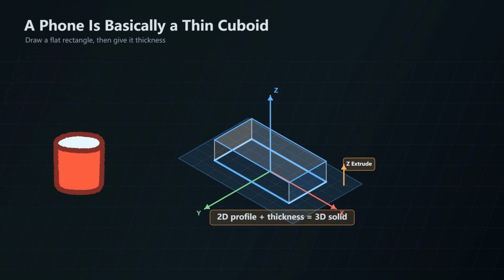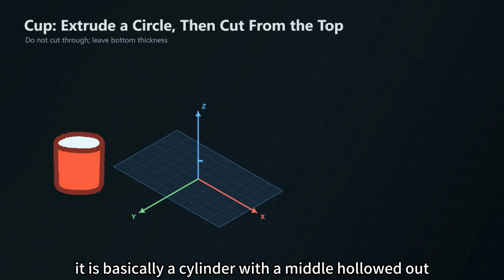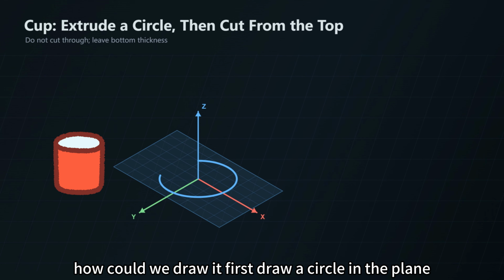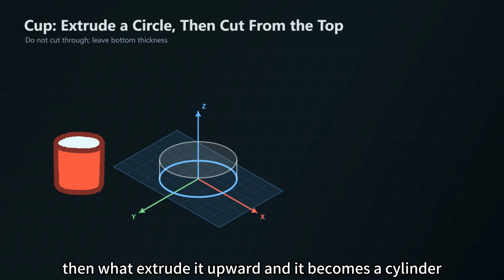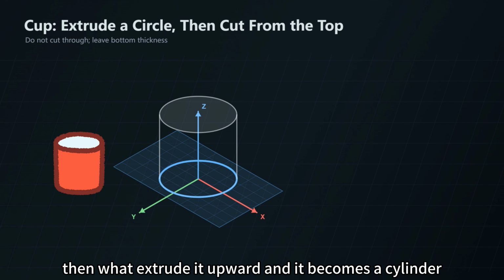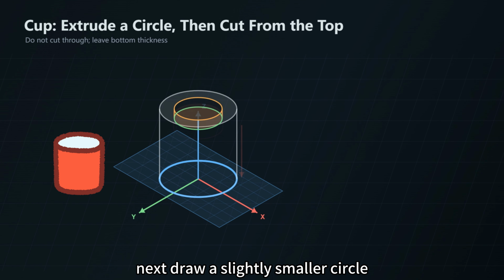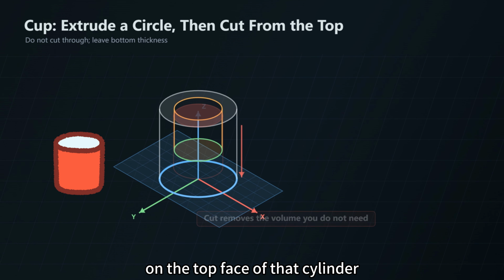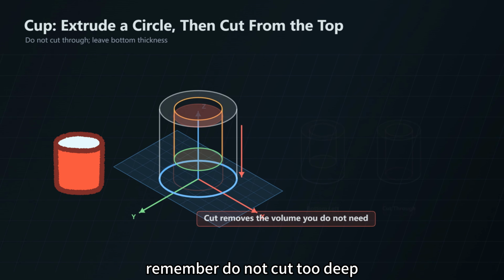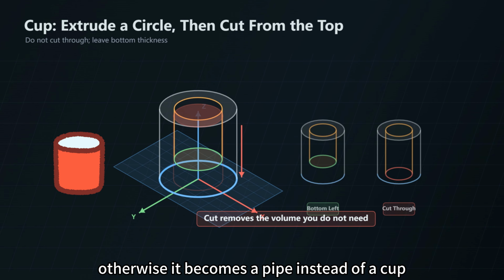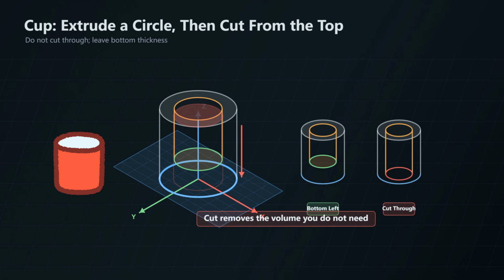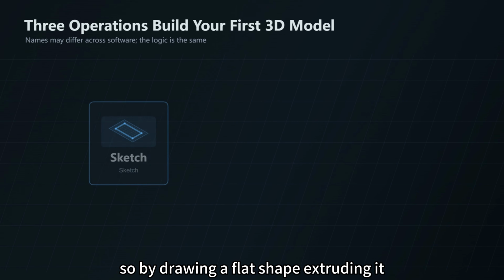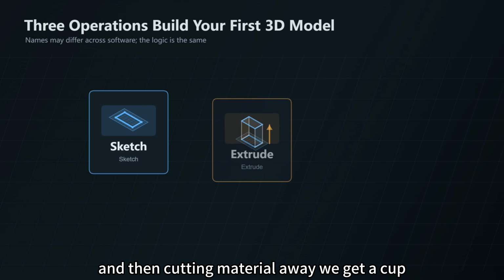Now look at a cup. It is basically a cylinder with the middle hollowed out. How could we draw it? First, draw a circle on the plane, then extrude it upward, and it becomes a cylinder. Next, draw a slightly smaller circle on the top face of that cylinder, then cut downward. Remember, do not cut too deep, otherwise it becomes a pipe instead of a cup. So by drawing a flat shape, extruding it, and then cutting material away, we get a cup.